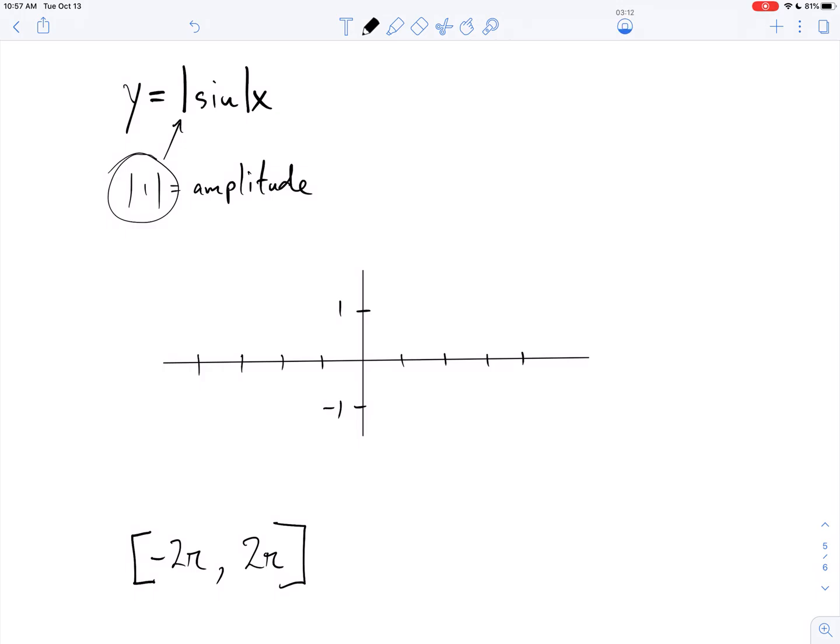Now let's talk about period. This number here is my b value. This guy will adjust my period on this function. And period is always determined by 2 pi divided by b. In this case, they give me a 1. So guess what? My period is 2 pi. What that means is this graph is going to do its thing, start to finish, at 2 pi. That is the normal standard period for this function.